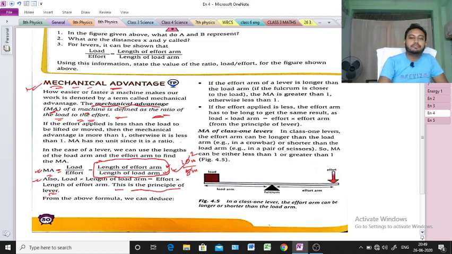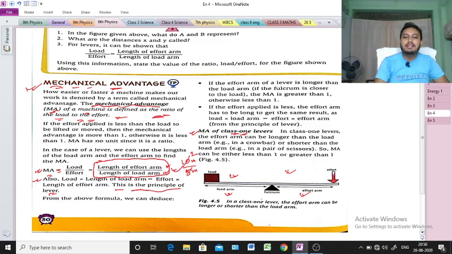Now this one, mechanical advantage of class 1 lever. What will be the value of the mechanical advantage of class 1 lever? You can see this picture. In this picture, the length of the load arm is equal to the length of the effort arm. Clear? Length of the load arm is equal to the length of the effort arm. So that you can say that what will be the value of the mechanical advantage? Mechanical advantage is 1.